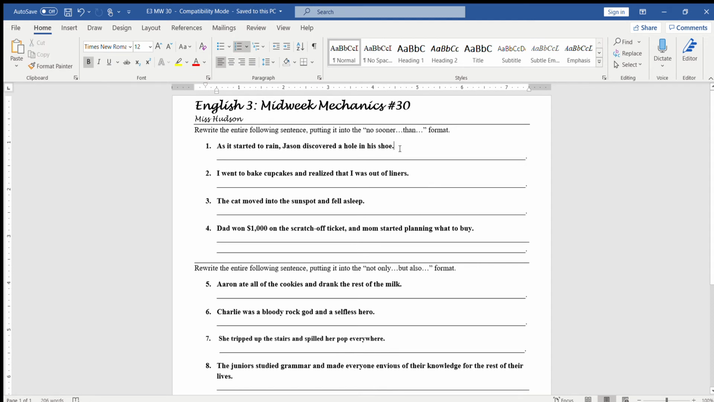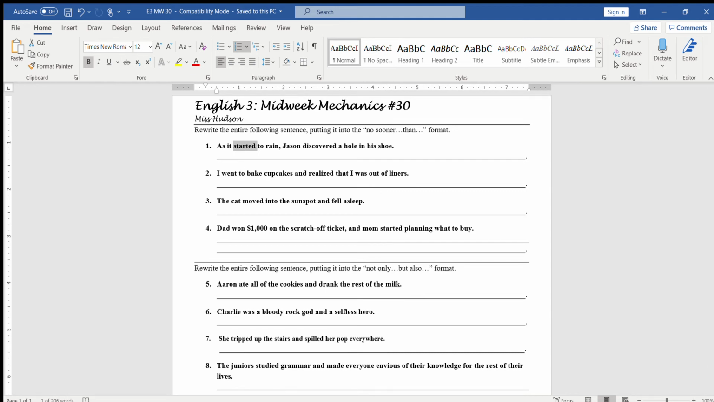If you had gone with did, it would have been no sooner did it start to rain than Jason discovered a hole in his shoe. So the form of the verb will vary depending on what helping verb you choose, which again is probably going to be had or did.